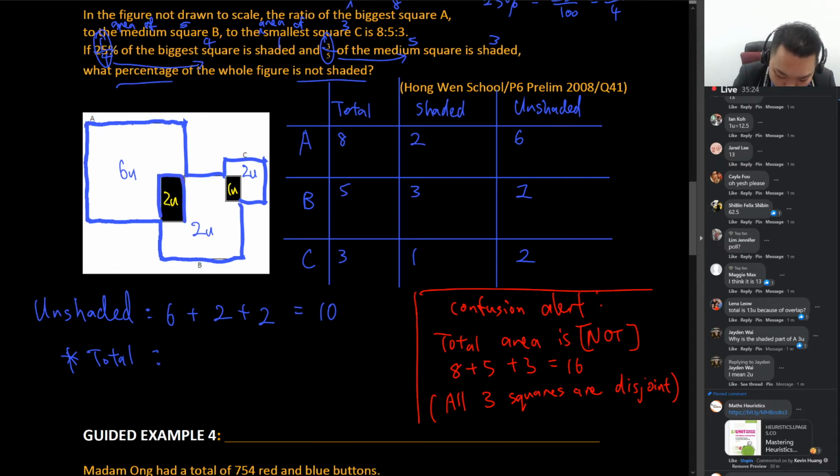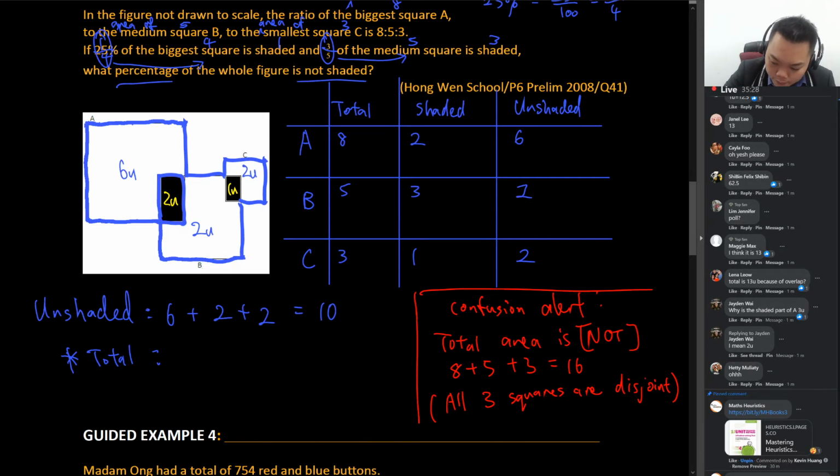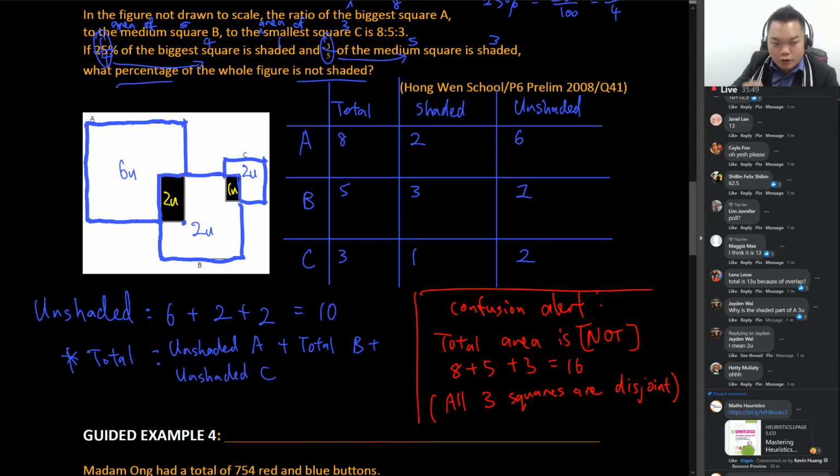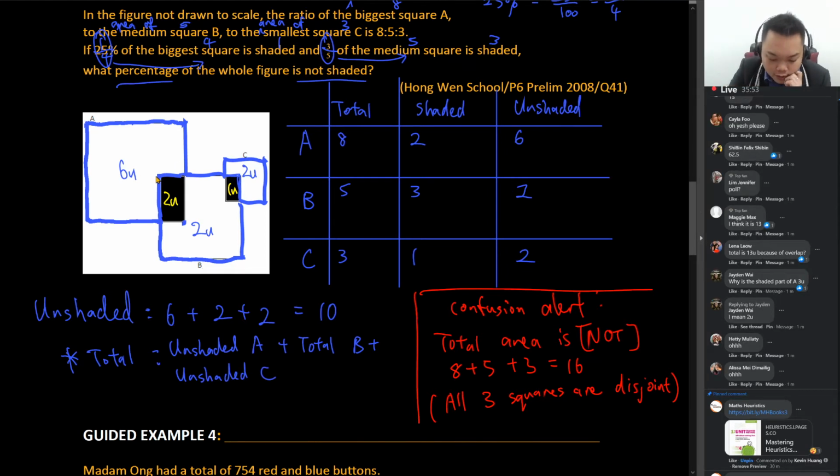You can break them down into the unshaded portion of A, plus the total area of B, plus the unshaded portion of C. Okay, or if you want to go by a safer route, you can also say that you want to take the unshaded portion of A plus the shaded portion of A plus the unshaded portion of B plus the shaded portion of B plus the unshaded portion of C. So there are other ways you can calculate the total area, but I want to go for safety here.